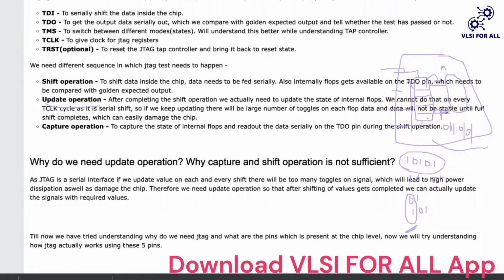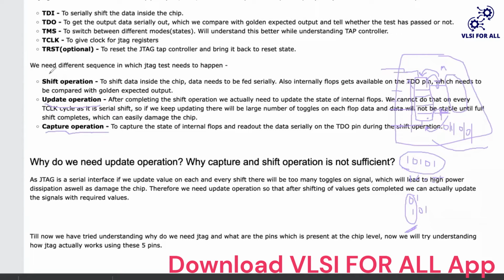And another thing is the capture operation. Before serially shifting in the data, you need to capture this value from the bus, because we need observability as well, right? Observability is basically whatever is present on the bus, you need to pull it out into the shift register and serially shift out the data. So that's what the capture operation is all about.